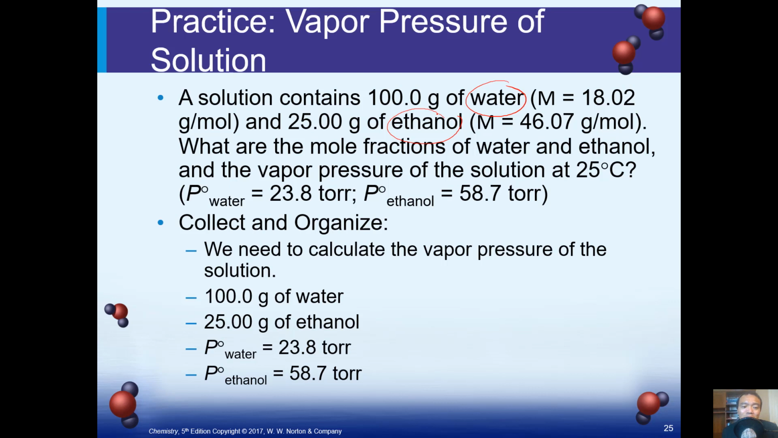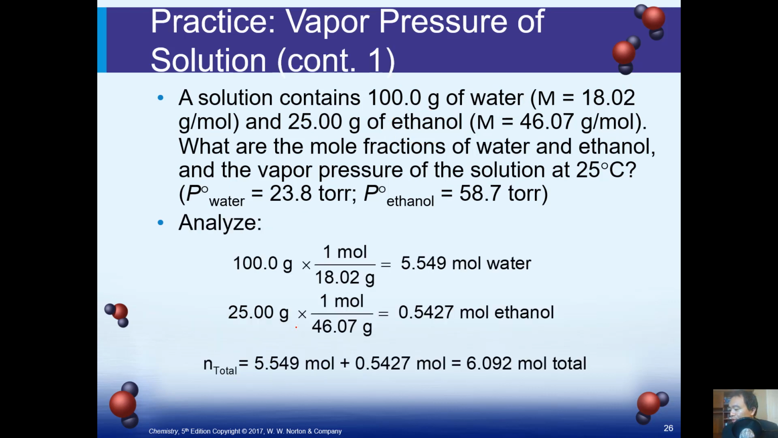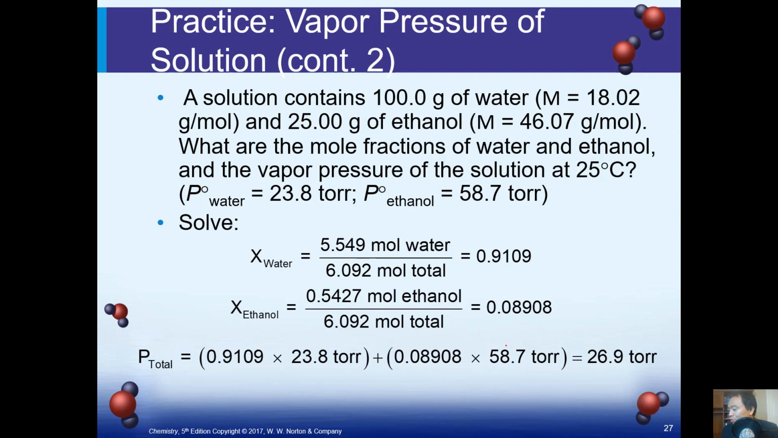So the first thing we need to calculate is the mole fraction for each component. We know the mass and the corresponding molar mass, so we should be able to easily calculate the moles of each component. This gives you the moles of water and the moles of ethanol. The total number of moles, as you can see, is these two added together. That gives you 6.092 moles. Now we should be able to calculate the mole fraction, which is defined as the moles of that component divided by the total number of moles.